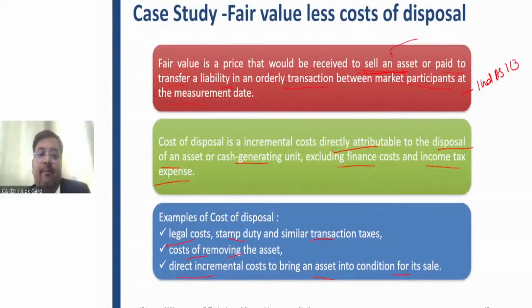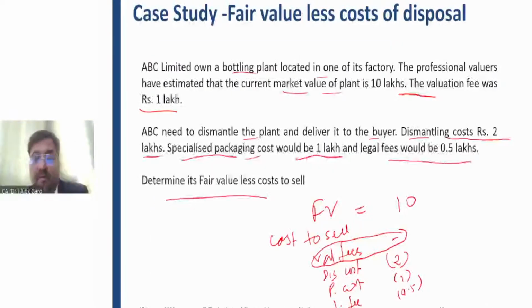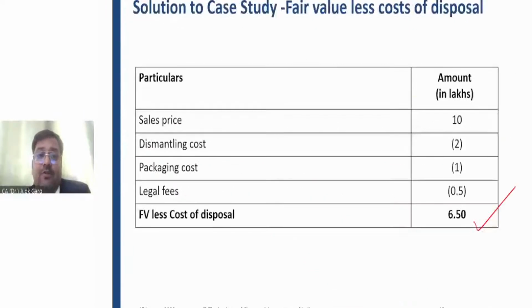And we have taken the example of cost of disposal, like legal cost, stamp duty, similar transaction cost, cost of dismantling and removing the asset, and directly incremental cost to bring an asset into condition for its sale, like special packaging cost, right? And we have discussed one case study also.